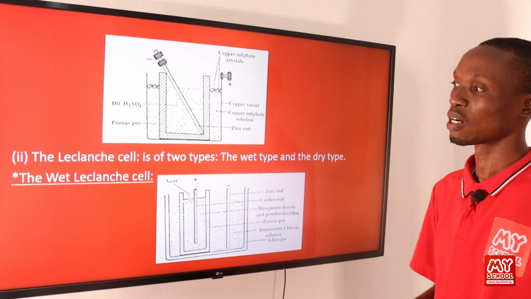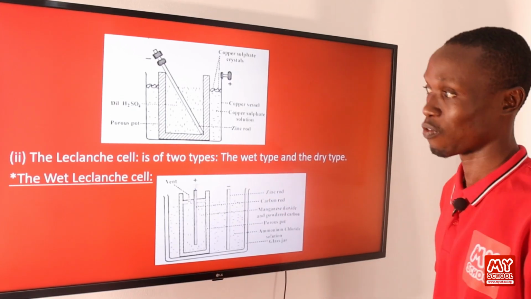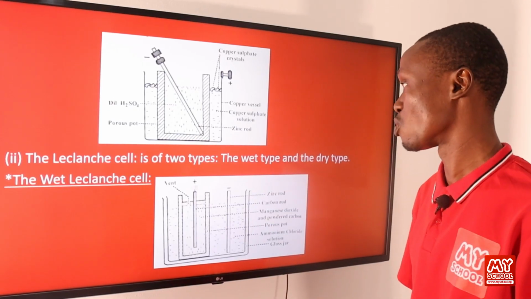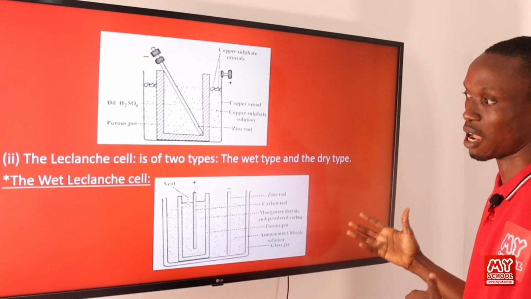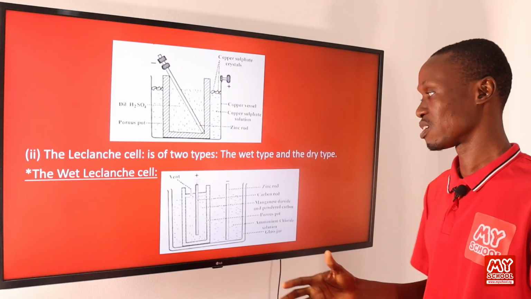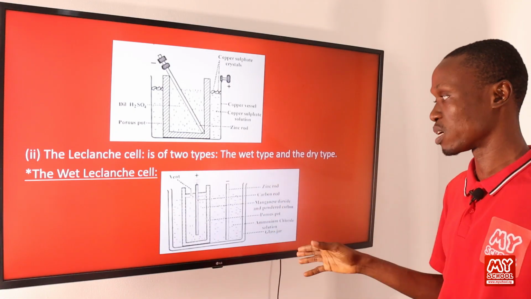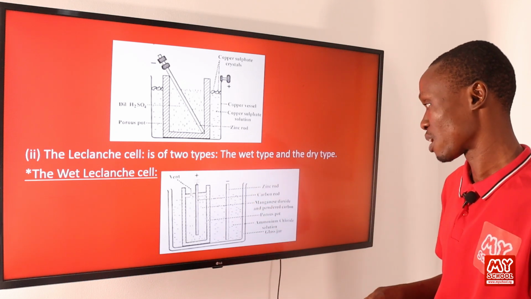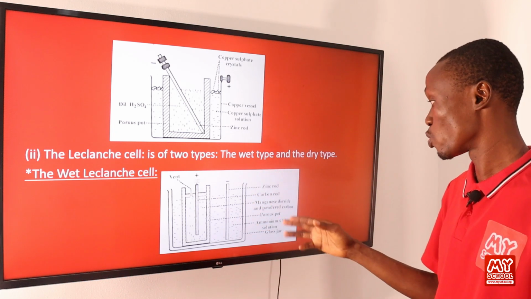Let's talk about another type of primary cell, which is the Leclanche cell. The Leclanche cell is of two types, the wet type and the dry type. Let's begin with the wet Leclanche cell. This is the diagram of the wet Leclanche cell. It has an outer glass jar. Inside the glass jar is ammonium chloride.